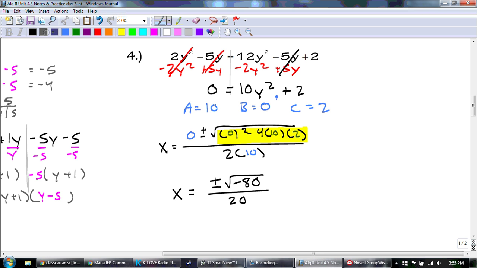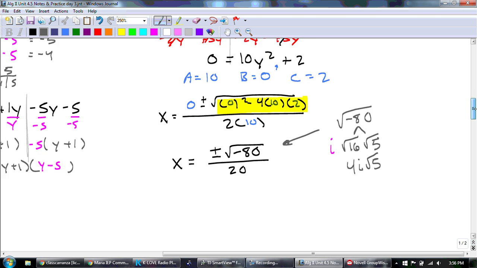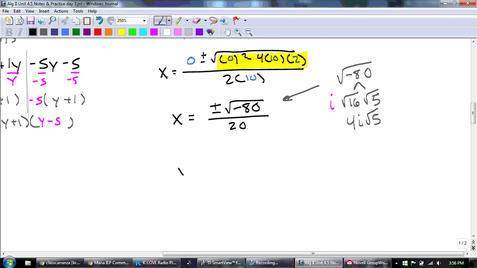Okay, so we need to go off to the side and find out what is the square root of negative 80. It's negative, so right away I know that there's going to be an i in there. And we've done 80 multiple times, guys. It's 16 and 5. So the square root of 16 is 4, so we get 4i square root 5. So now we have x equals plus or minus 4i square root 5 divided by 20.